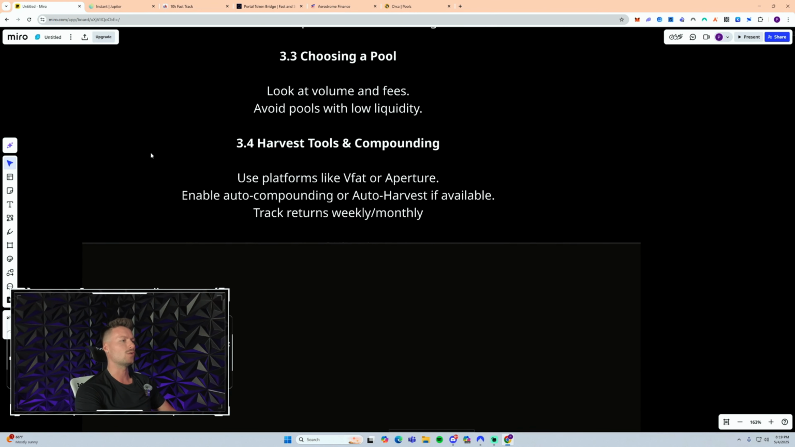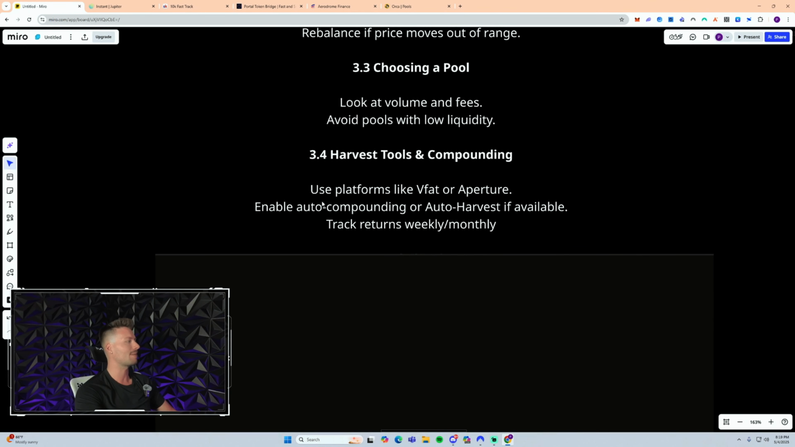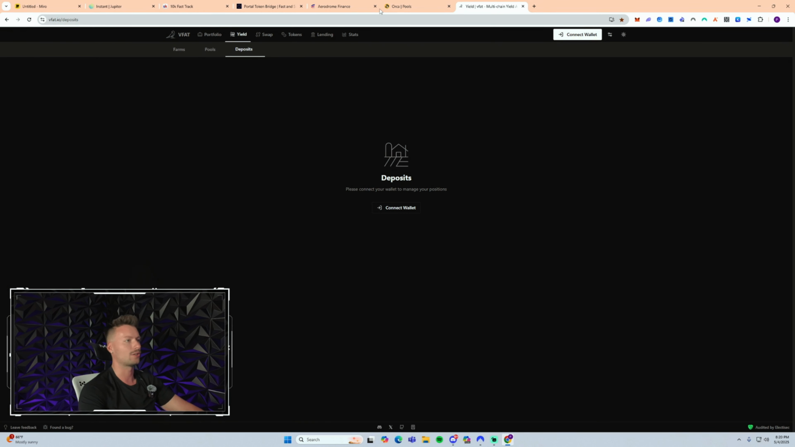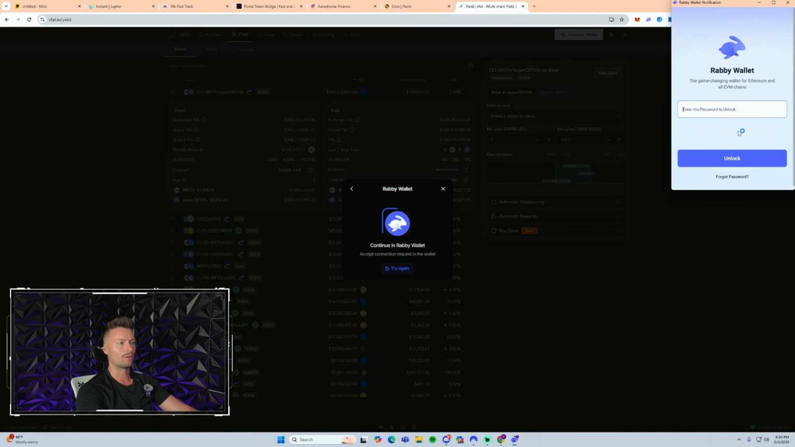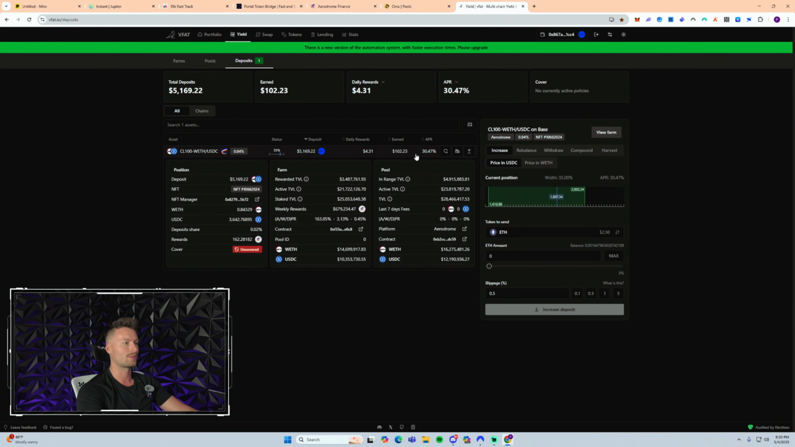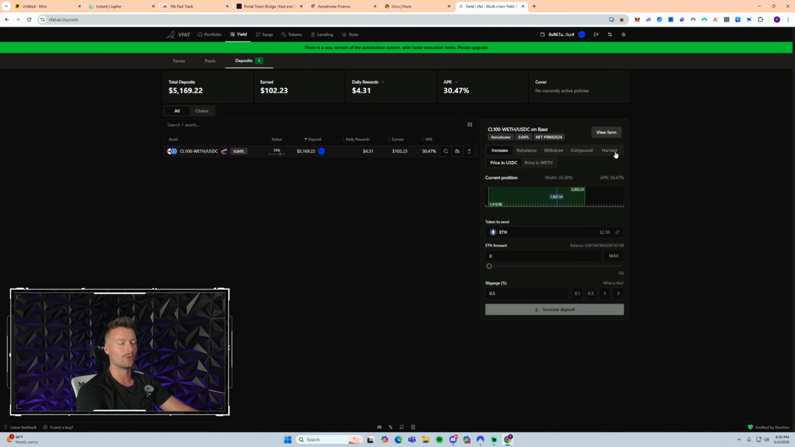Harvesting tools and compounding. Use platforms like VFAT or Aperture. Enable auto compounding or auto harvest if available. Track returns weekly and monthly. So guys, like I put right here, let's do VFAT so you can check it out. Let's open Rabby here. On Rabby, for example, you can have a position open and it's earning 30% right now. Kind of trash, but it is what it is.